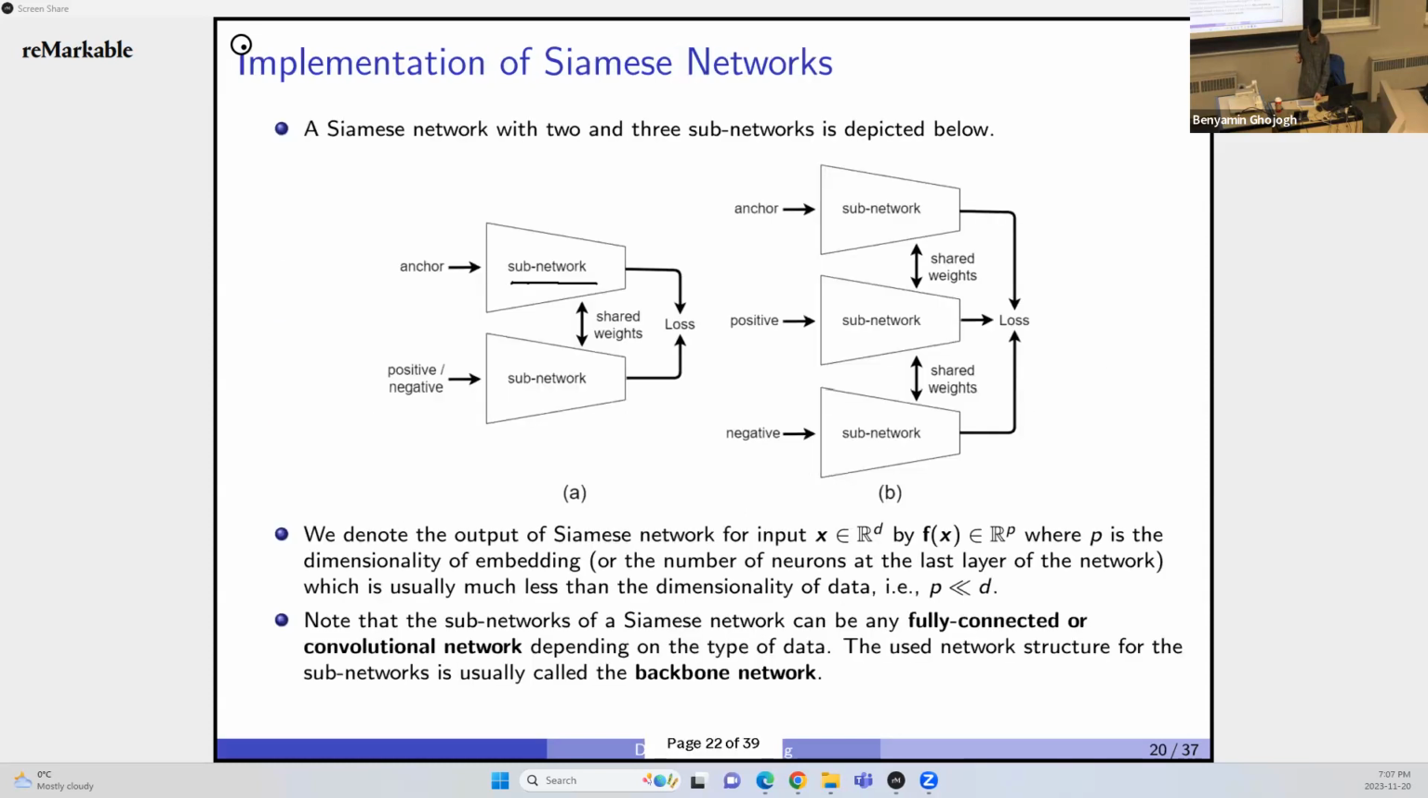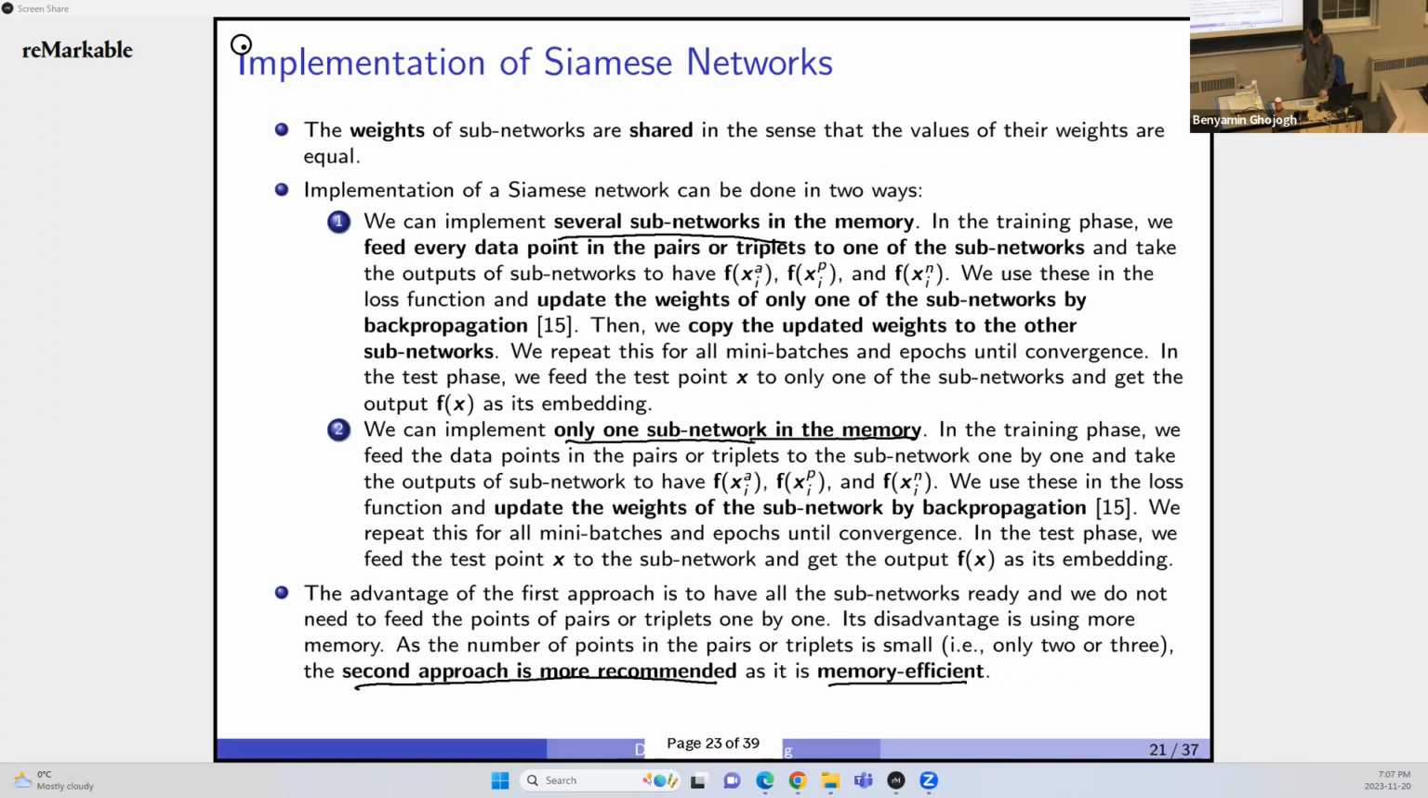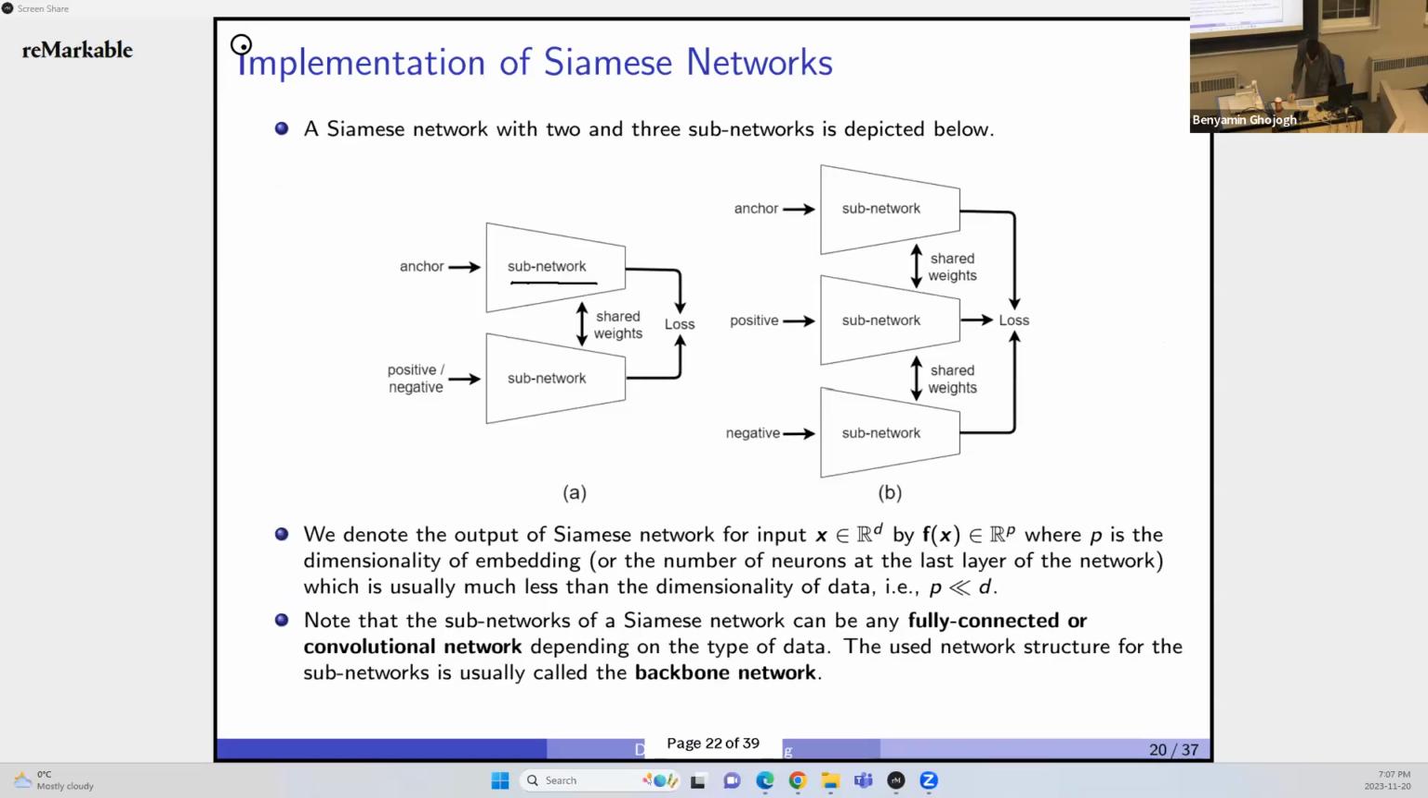And we said that we have several loss functions for them. I think we stopped here, right? So I said for the subnetworks, we can have different backbone networks. What do I mean by backbone network? The network that we use inside the Siamese networks. It can be a fully connected network, a convolutional neural network, ResNet, LeNet, anything. For example, if your data, anchor, positive, and negative, are images, then you can use a convolutional neural network, right? Do you agree?